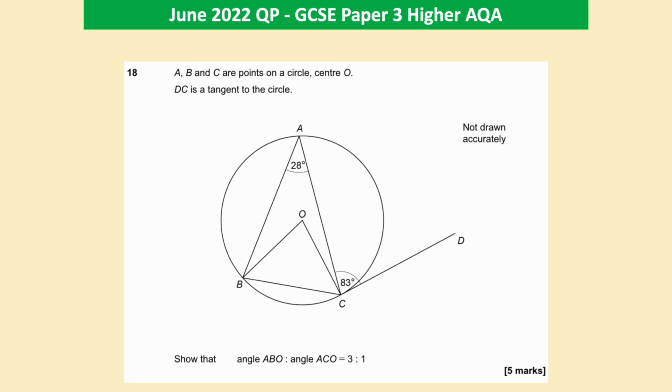Hello, today we're going to be looking at question 18 from the June 2022 paper. This question asks us to show that the ratio of angles ABO and ACO is 3 to 1, and we can do this using relevant circle theorems.